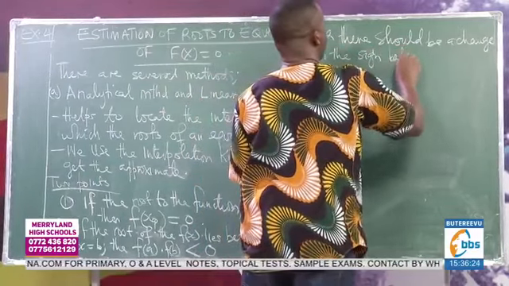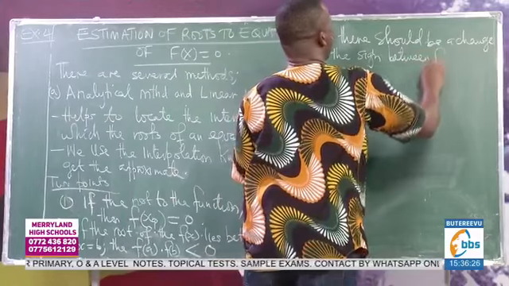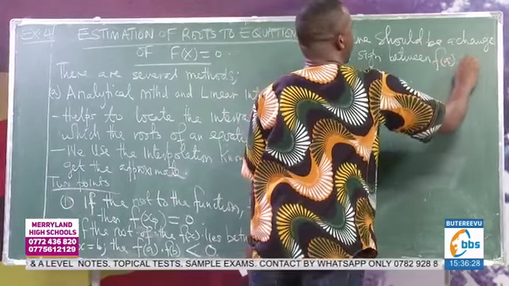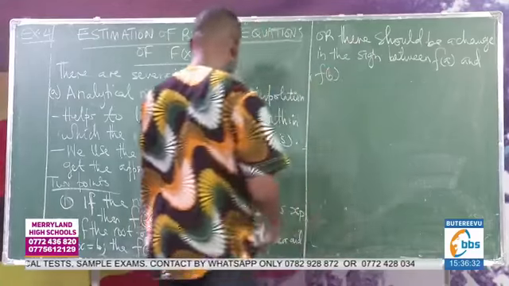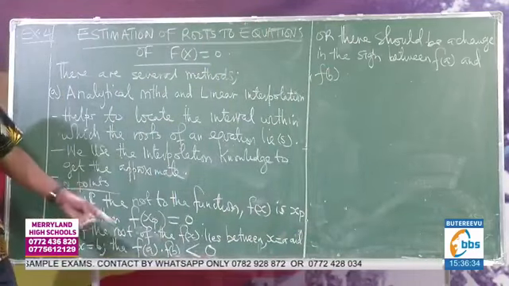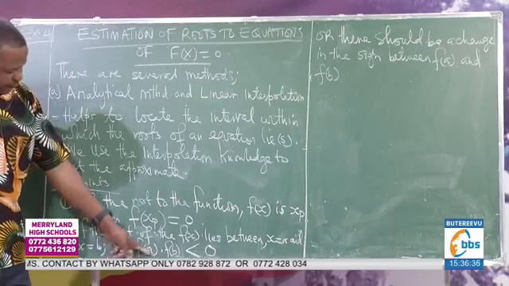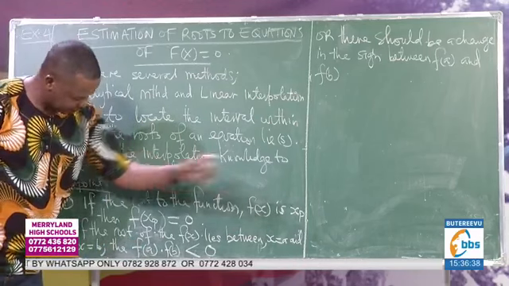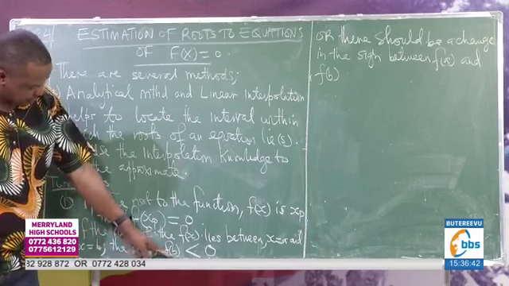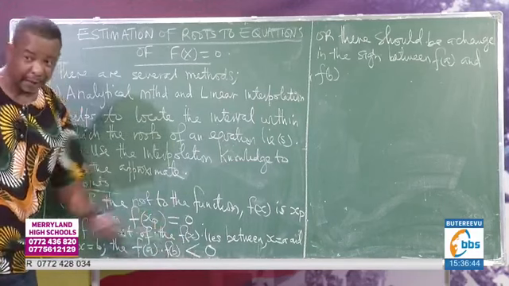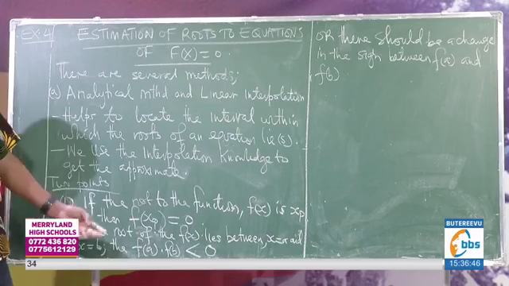Between f of a and f of b. That ideally is what this means: if you put in a as x, the value you get when you multiply it with the value you get when you put in b should be negative.